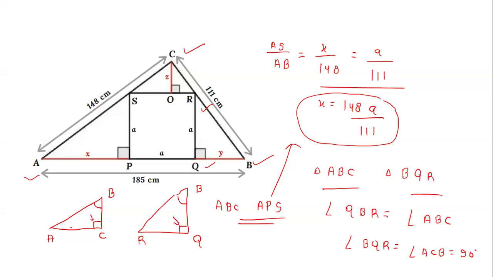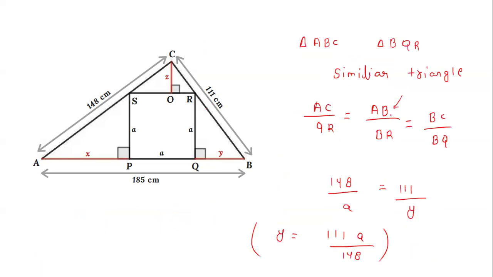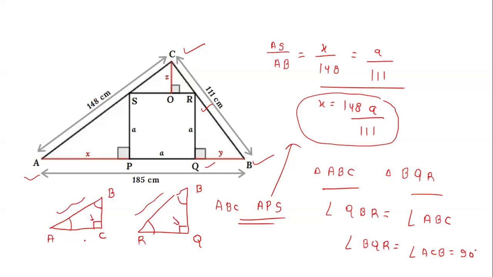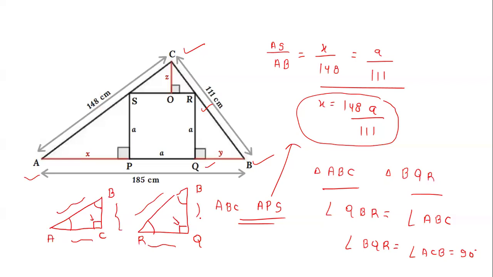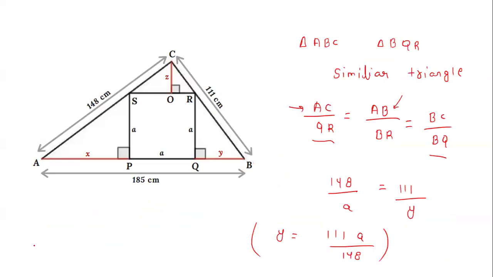So if two angles are equal, then the third is also equal. So these two triangles are also similar, and we can equate the ratio of the sides. Here we can see that AB divided by BR is equal to AC by RQ. AC by QR and RQ are the same. And similarly BC by BQ. So we can equate the ratio of the sides.